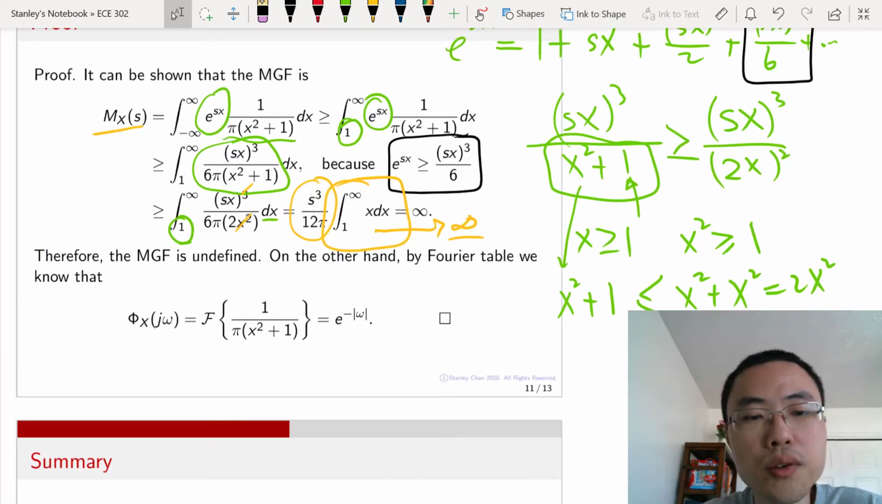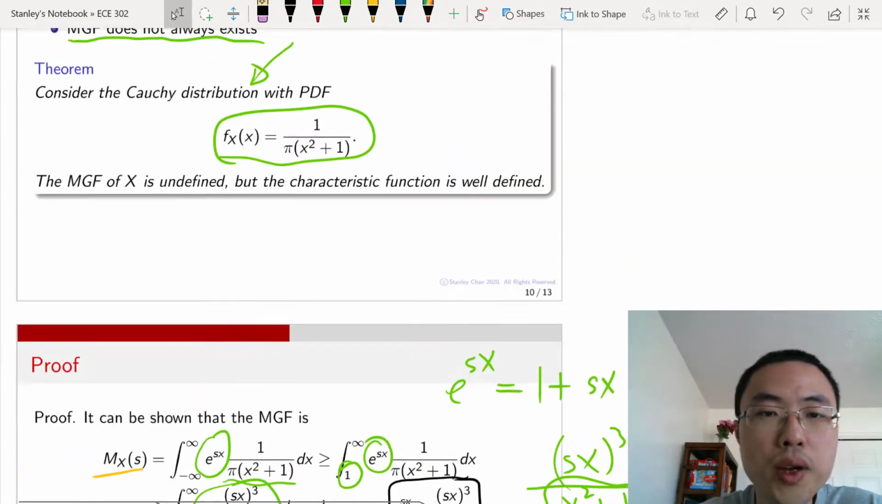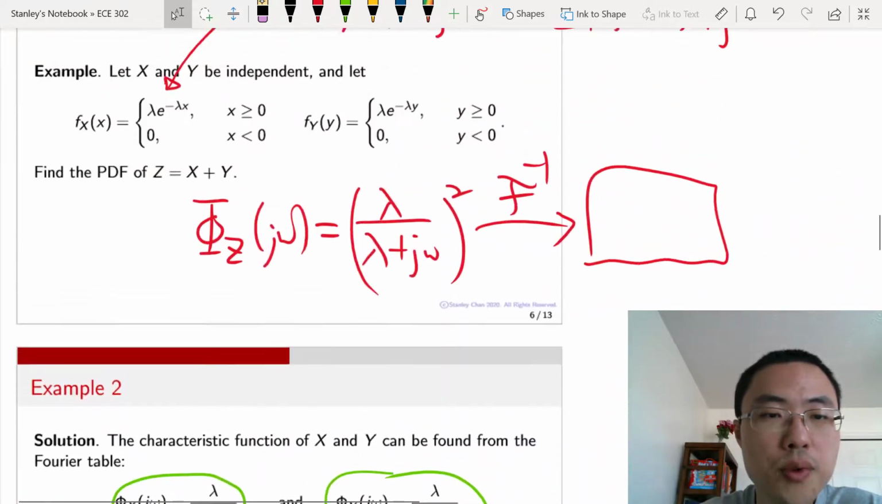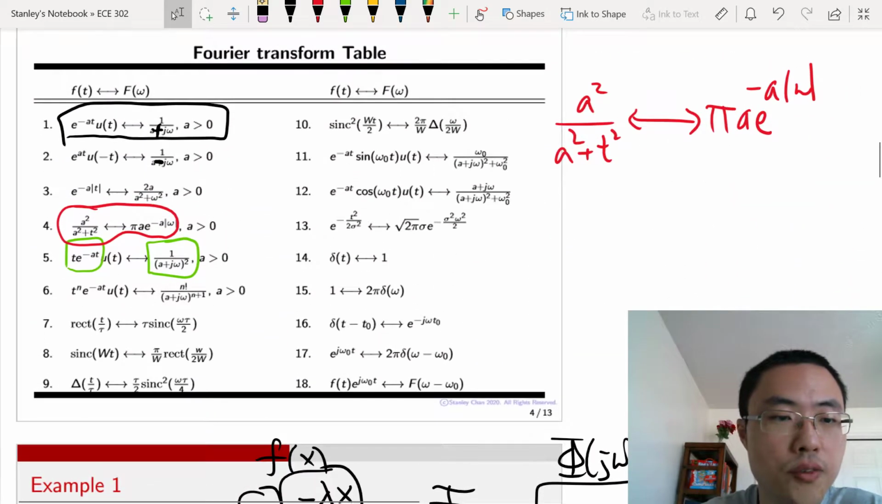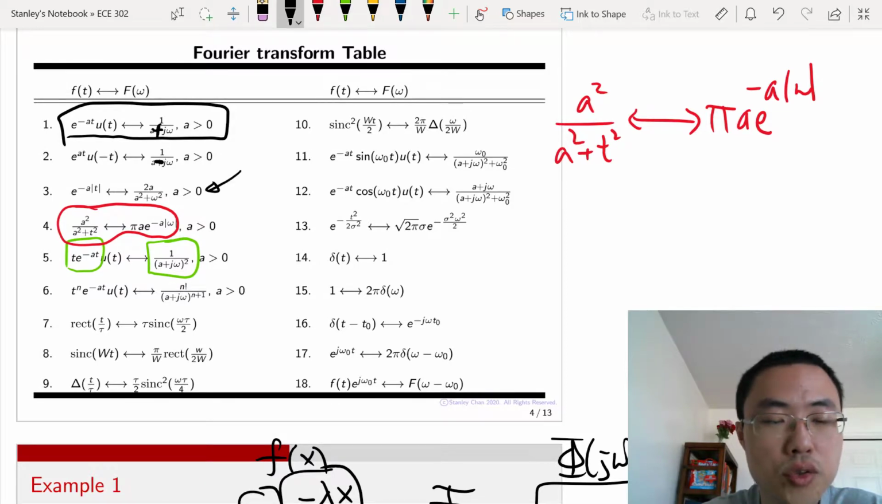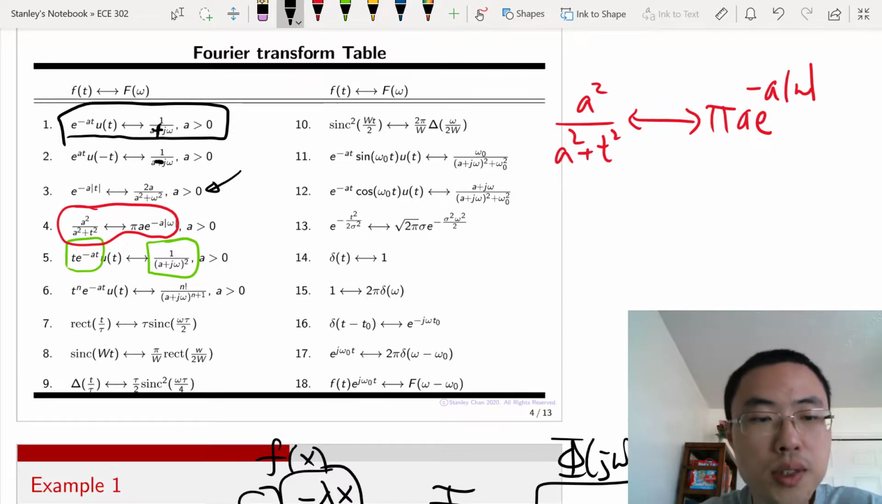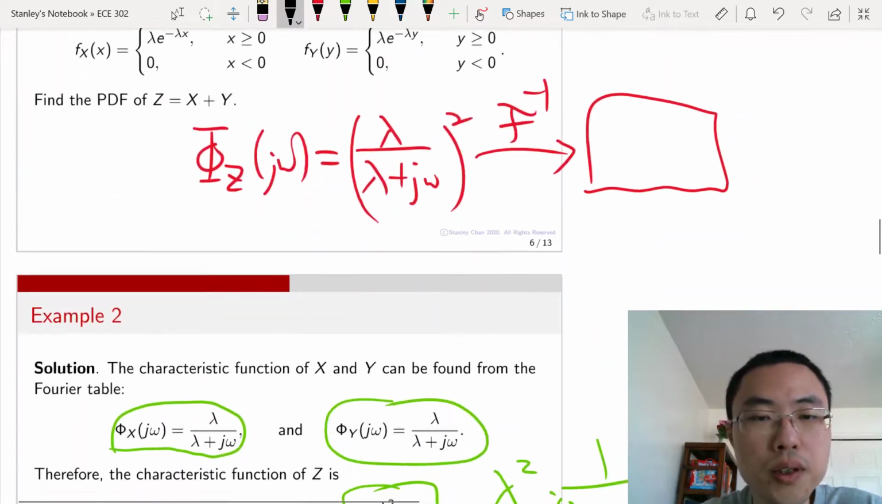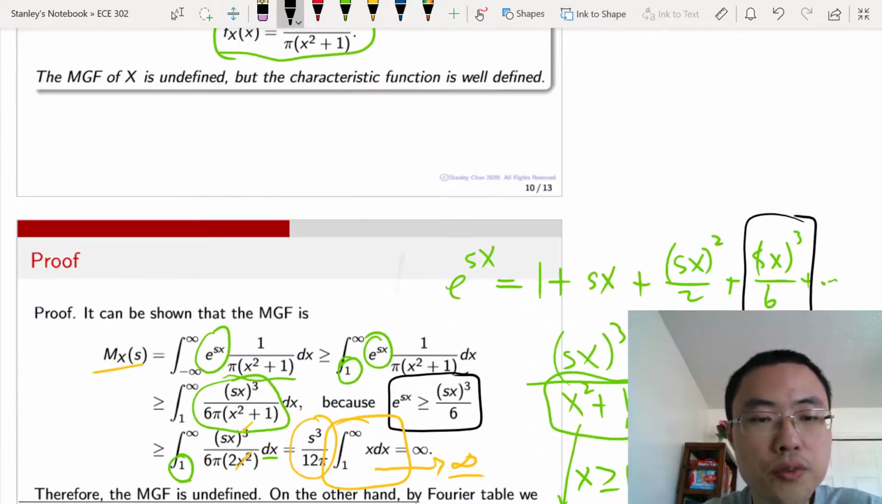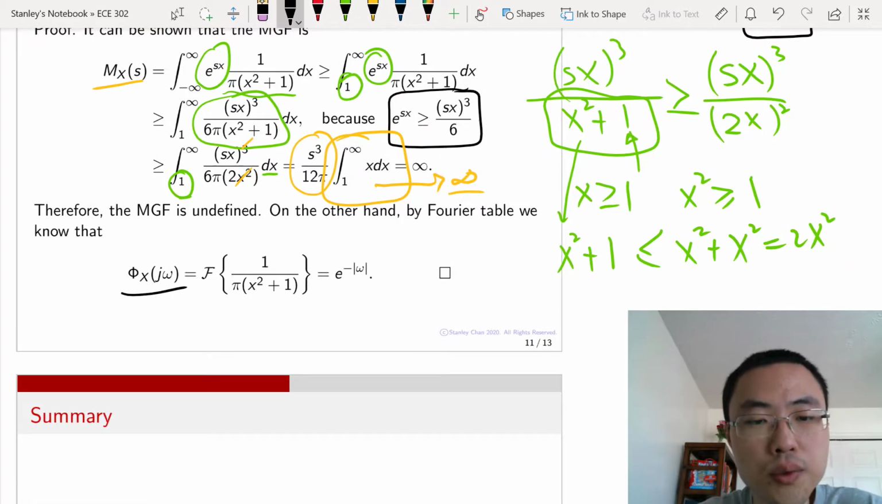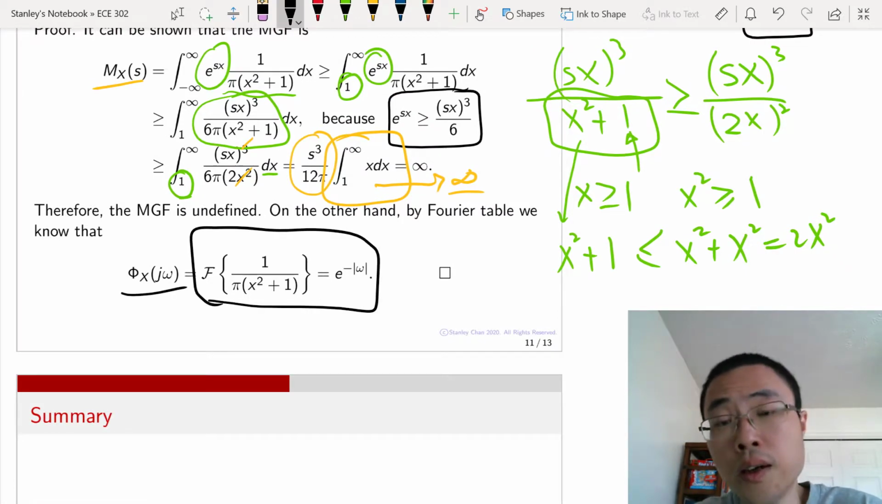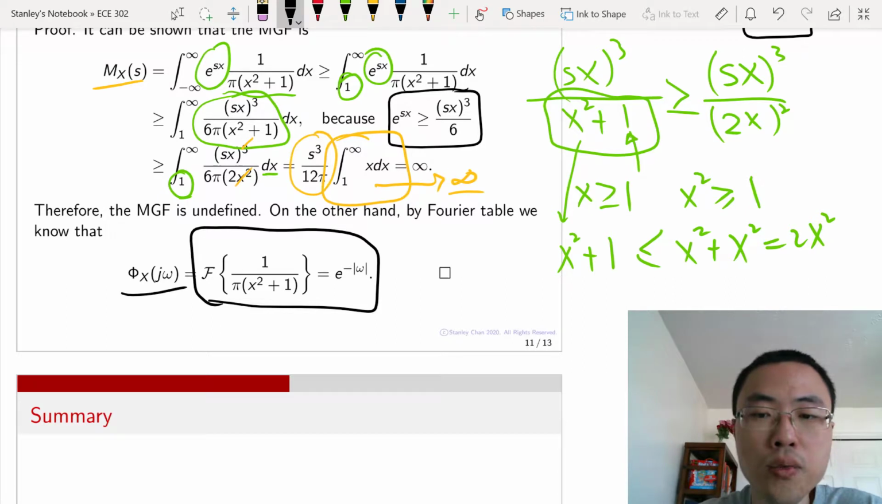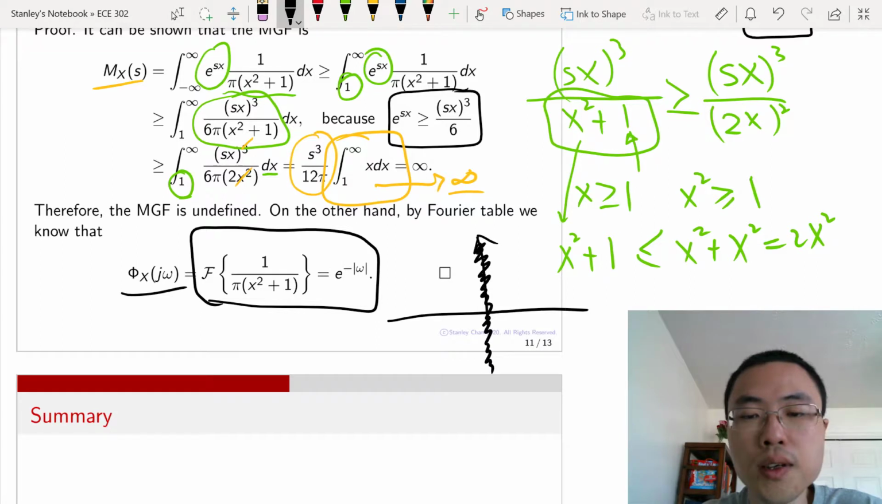However, when you try to calculate the Fourier transform, you go back to the table. The table will say that if you're looking at a Cauchy distribution, which is this distribution, the Fourier transform is indeed well defined. And therefore, if the Fourier transform is well defined, that means you have the characteristic function. The characteristic function is there. This is exactly the reason why evaluating along the imaginary axis is easier than evaluating over the entire complex plane.